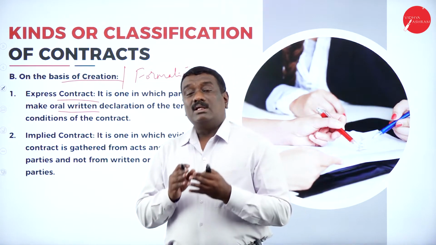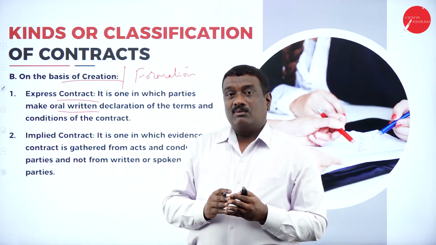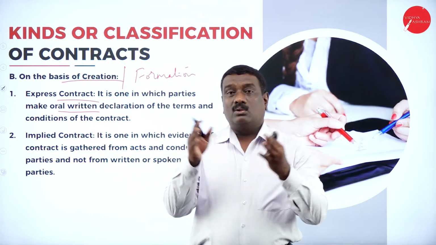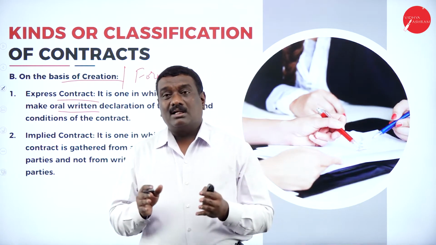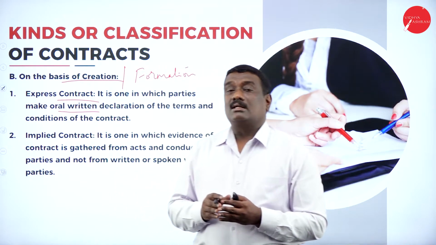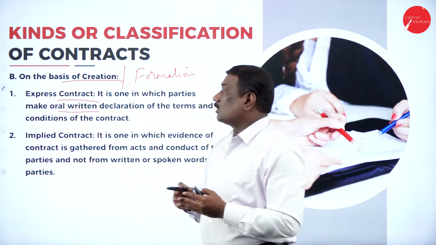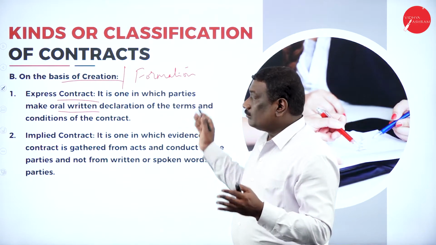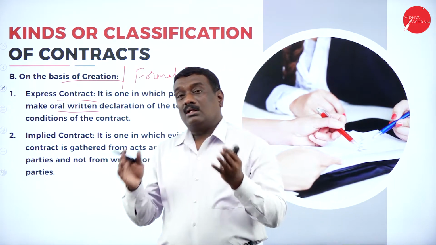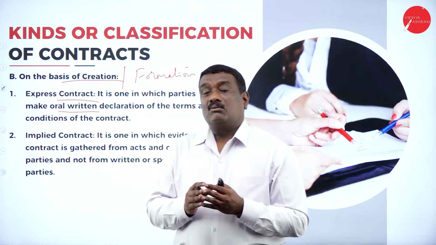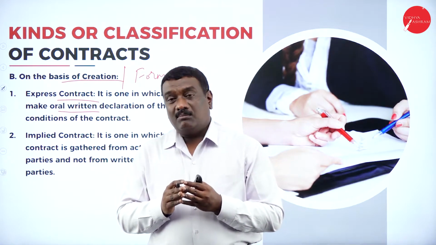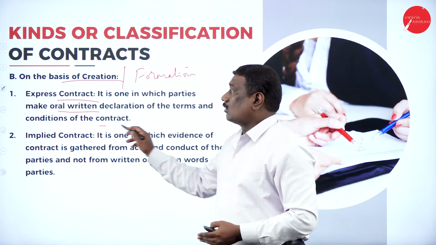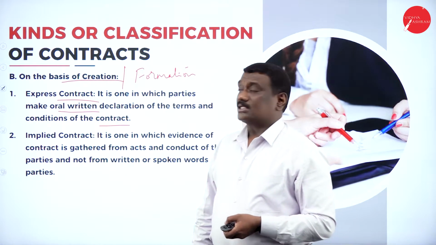So the contract which is agreed upon between both the parties, and all the conditions and terms which you agree upon to do in the future, will be there in that particular document. So an express contract is one in which whatever the parties make orally will be in written form, and whatever conditions, agreements and terms they make will be in this contract. That is why we call it an express contract.